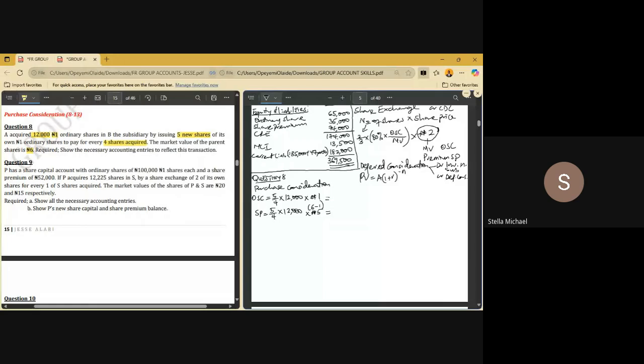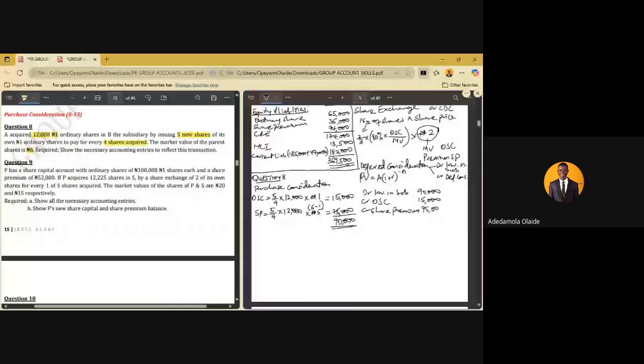$15,000 for the first one, and 75,000. So the summation will be 90,000. What that simply means is that we will debit investment in subsidiary with 90,000, credit ordinary share capital with 15,000, and credit share premium with 75,000.